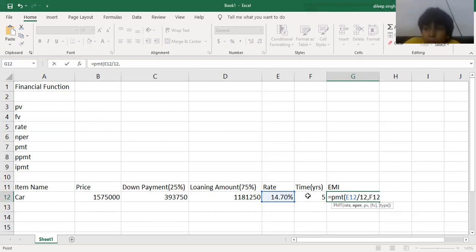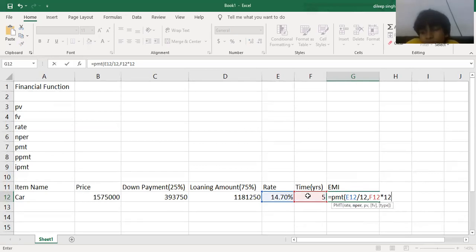And if we talk about the number of installments, comma, how many installments are in 5 years? Just select the time and multiply it by 12, because every year we have to pay 12 installments, because there are 12 months in a year. That's why we multiply by 12, because we want to calculate the monthly installment.